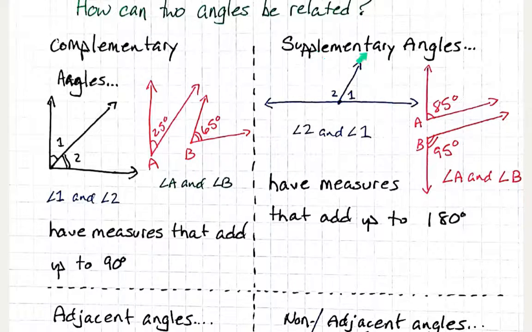Same deal with supplementary angles. Two angles that come together to make a straight line, that's 180 degrees, have measures that add up to 180. They are supplementary. Or if they're just completely apart from each other, one lives on Venus, the other lives on Mars, but they happen to have measurements that add up to 180, they are supplementary angles.